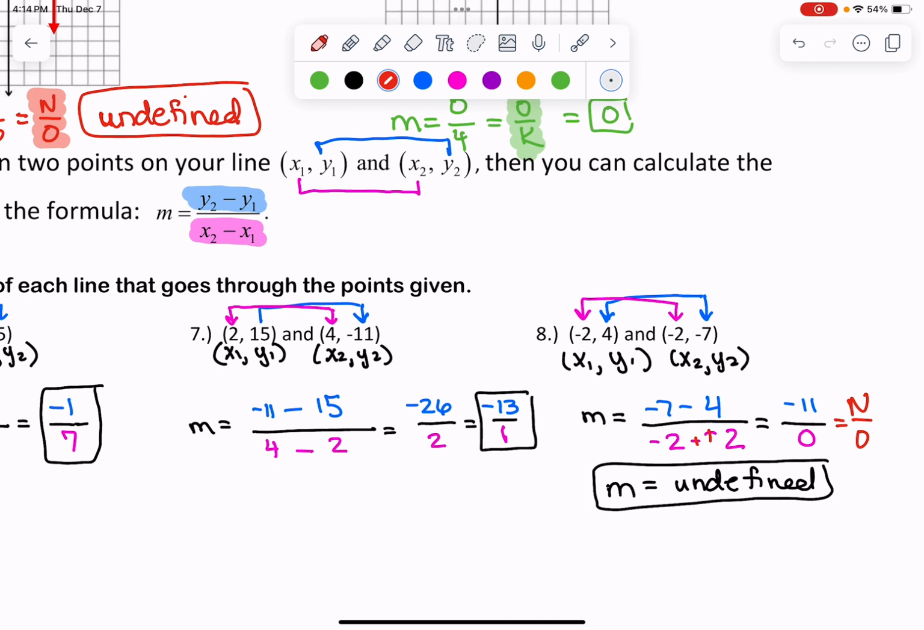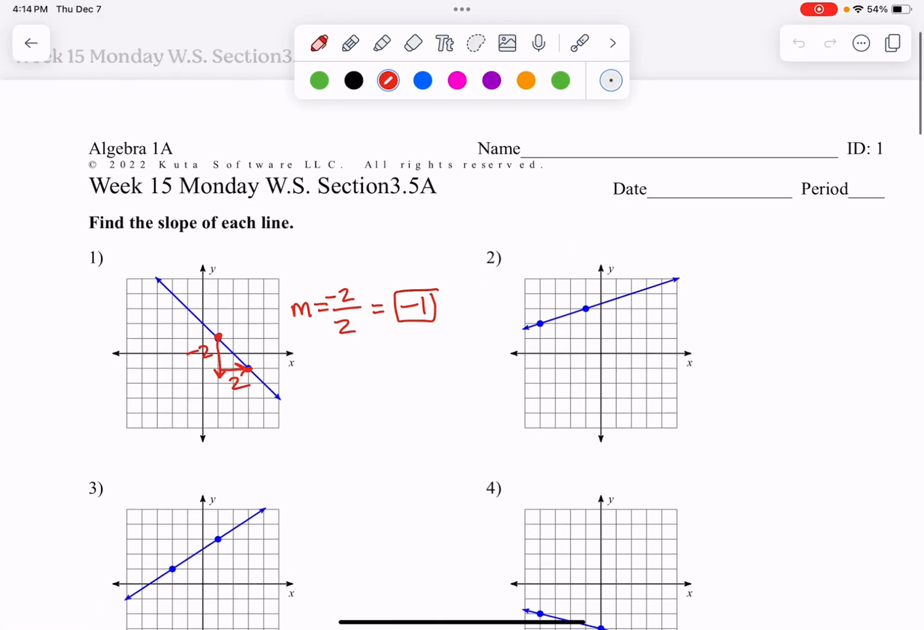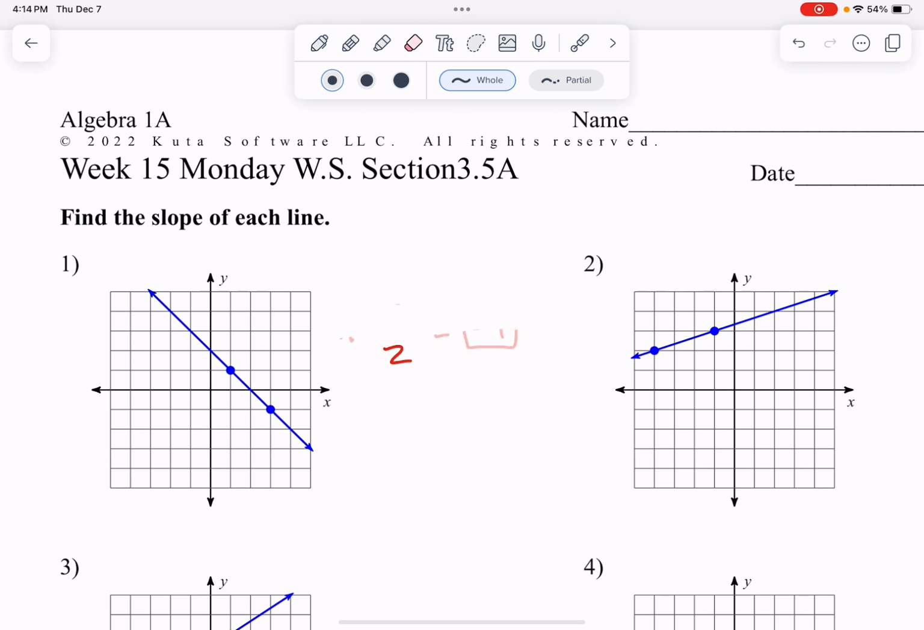Now that we've done our notes, you guys have a chance to practice on the backside on your worksheet. Use the points to help you, and then you can find your slope. So let's go over to the backside of your worksheet real quick. And if we look at number 1 here, we can see that it's worked out for you. So I'm going to go ahead and first clear this out. And you can see that they give us 2 points.